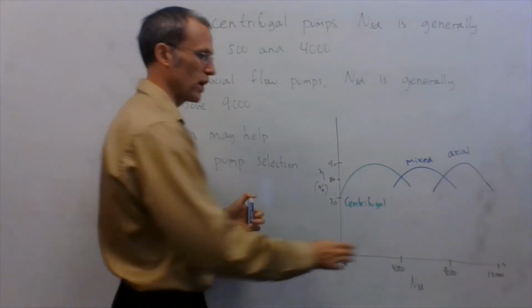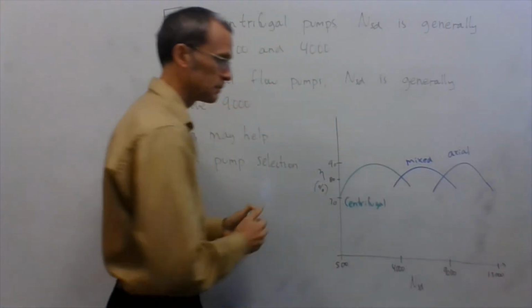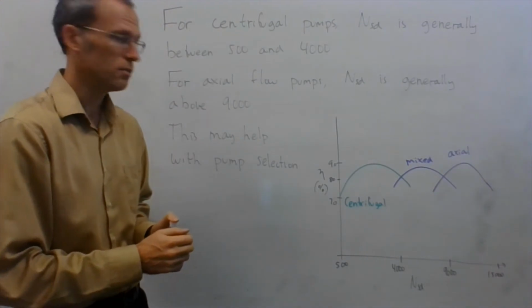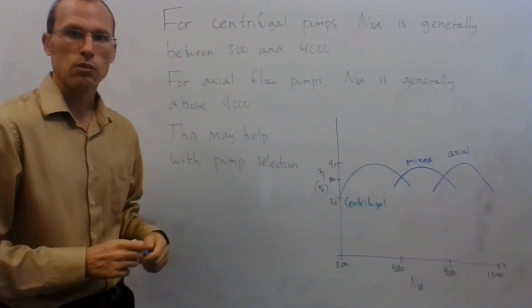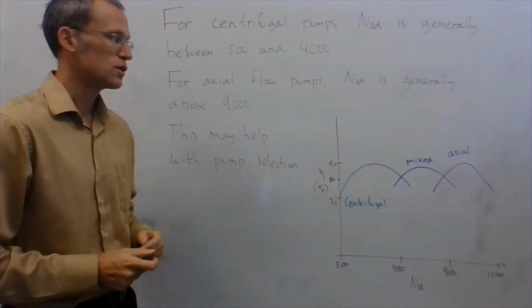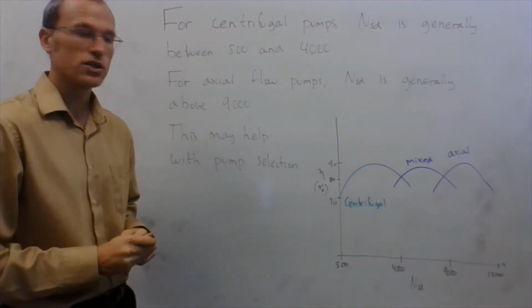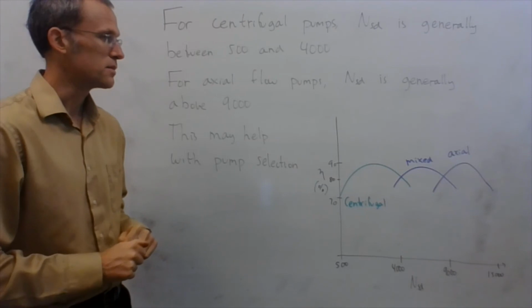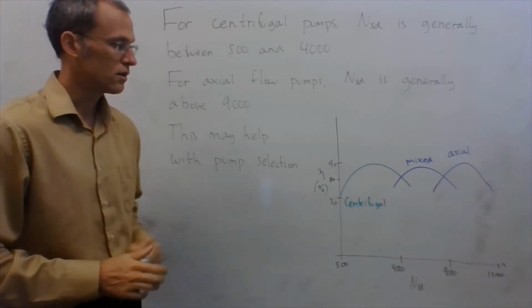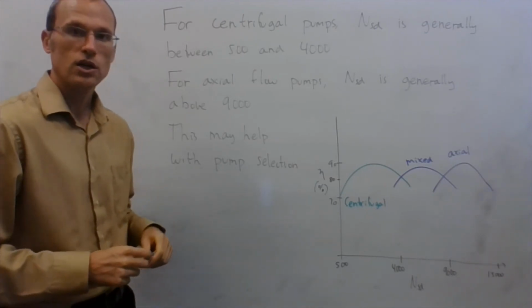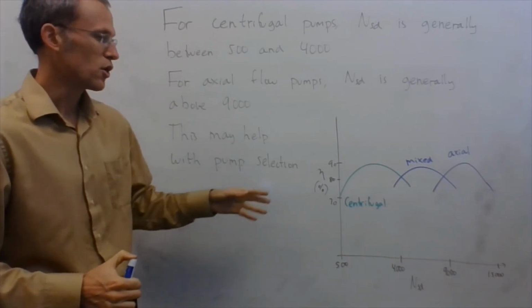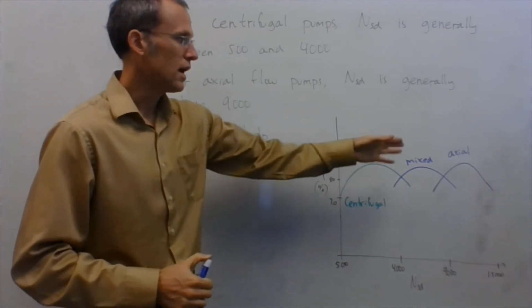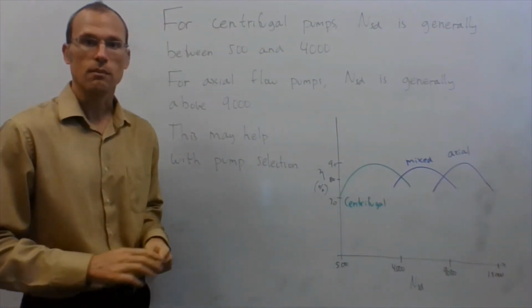So again, if I'm way up at a high specific speed, it's better to use an axial flow pump. If you're somewhere in the middle, that's where mixed flow pumps come in, and we'll deal with the differences between all these in the next lecture. But again, this should help with pump selection: figure out what dimensional specific speed you're going to have in your specific scenario, and then from that you can see whether you should use a centrifugal, axial, or mixed flow pump based on that number.